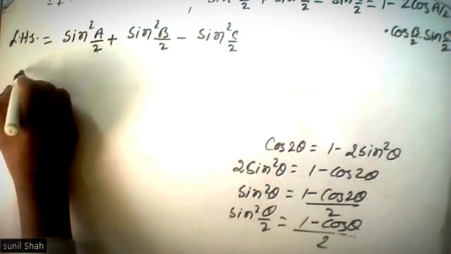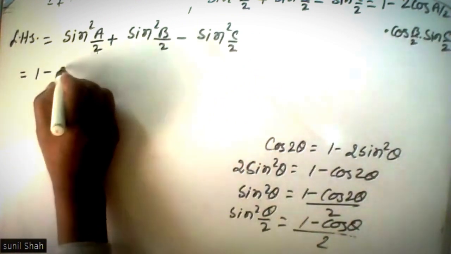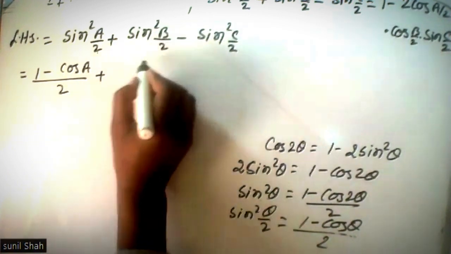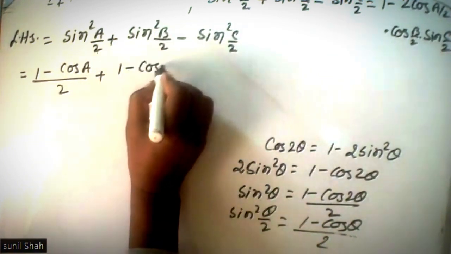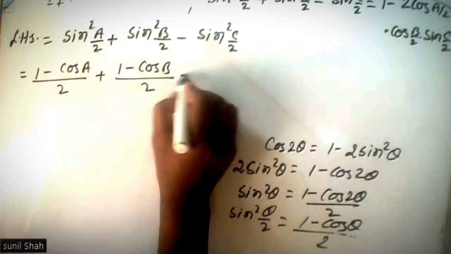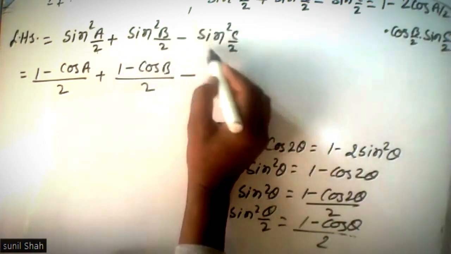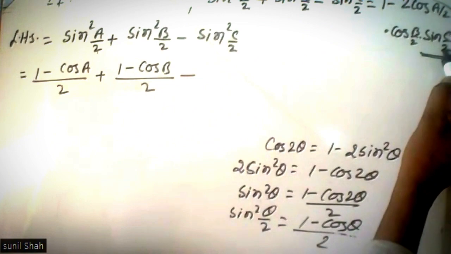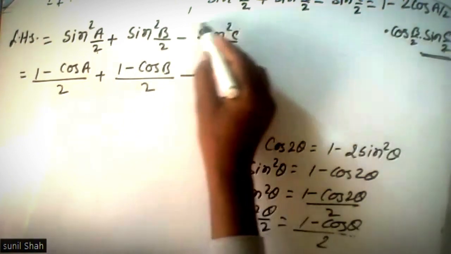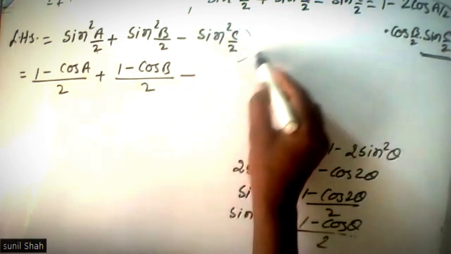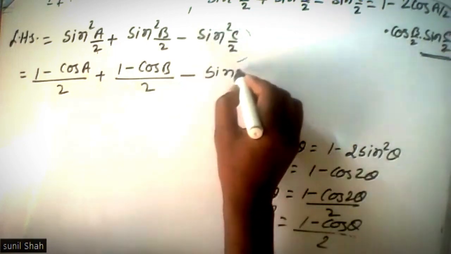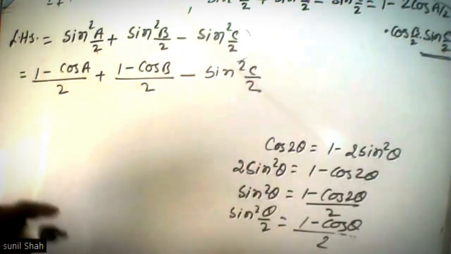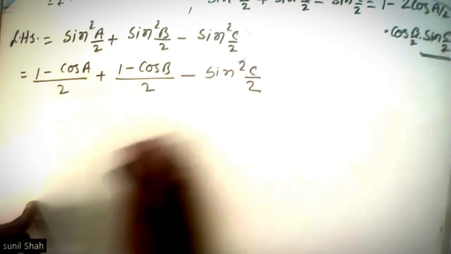So sin square a by 2 is (1 minus cos a) whole by 2, plus sin square b by 2 is (1 minus cos b) whole by 2. But do not change this. Check this RHS. There is sin c by 2 in the RHS. So we need sin c by 2 to prove. So we just leave this as it is, sin square c by 2. We need sin c by 2 in the RHS, so we are not converting this into any terms.